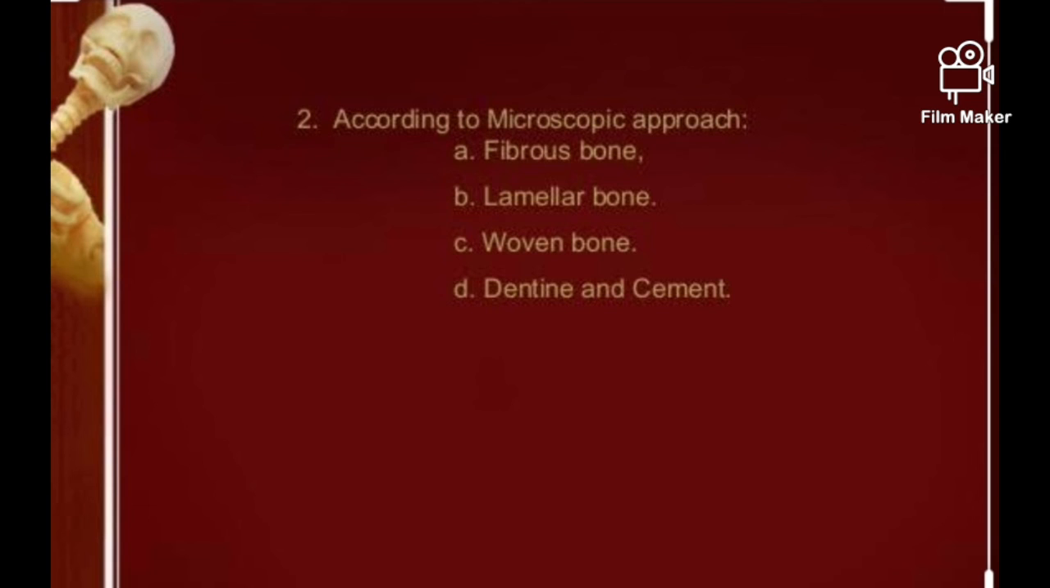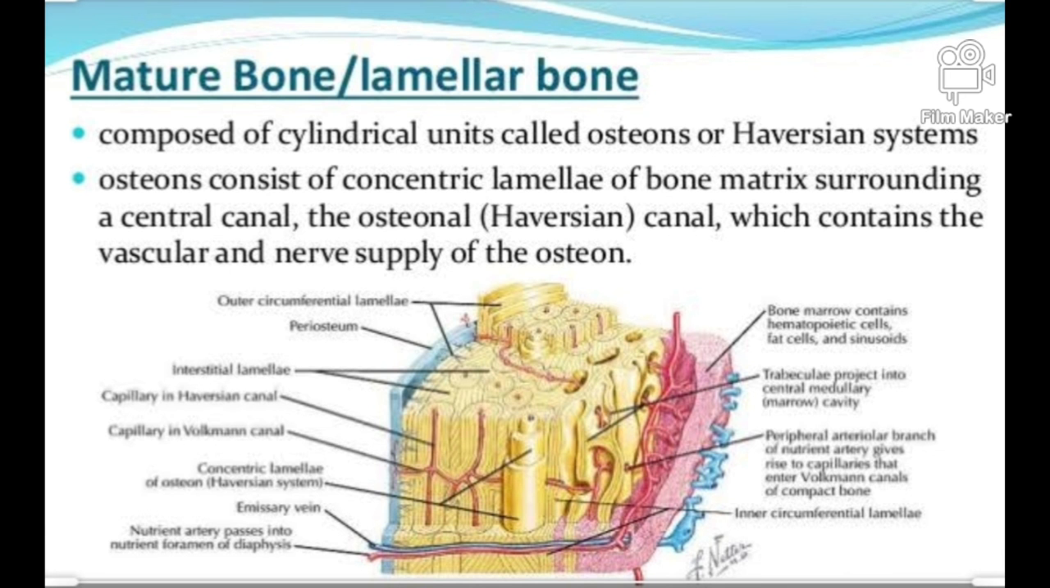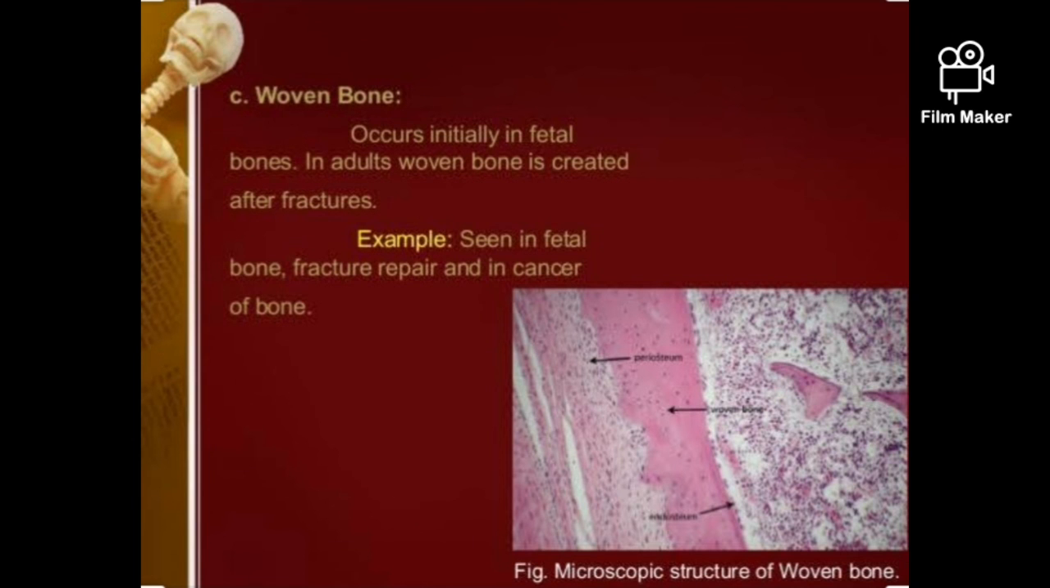Microscopically, we divide the bones into five types. Lamellar bone, which is mature human bone and is composed of thin plates of bony tissue called lamellae. These are arranged in piles in the cancellous bone, but in concentric cylinders in compact bone. Woven bone, which is seen in fetal bone, fracture repair, or in cancer of the bone.